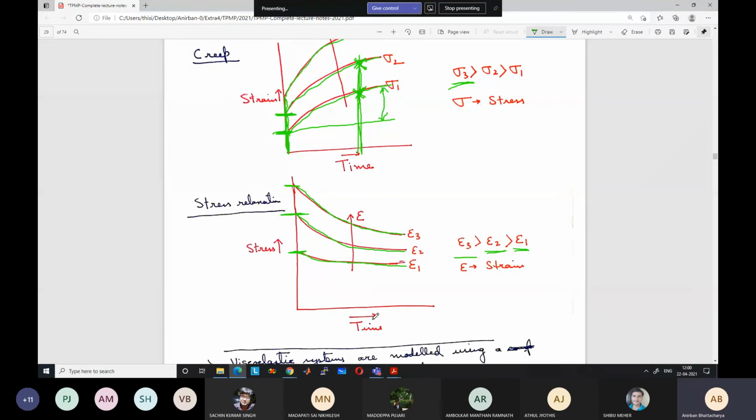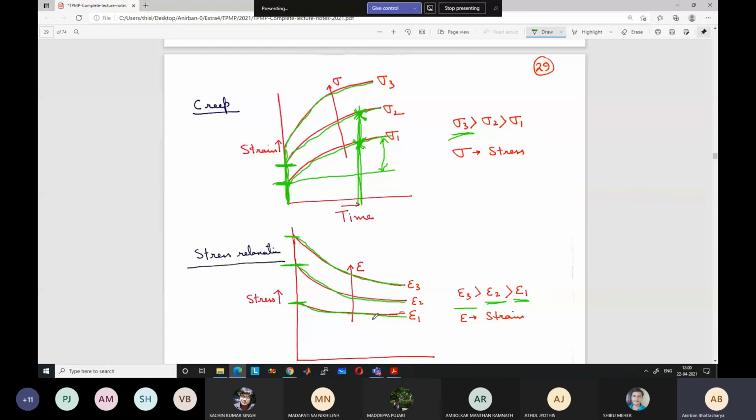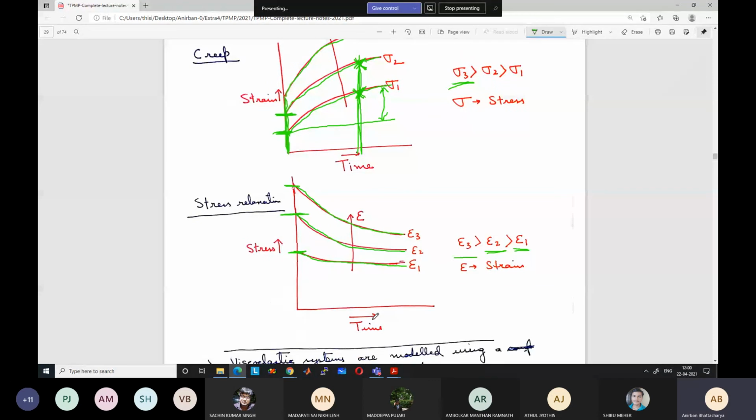There are two options for extra classes. One is that I can take tomorrow afternoon. Tomorrow morning anyway we have class from 11 to 1. Tomorrow afternoon also I can take, or I can take on Saturday afternoon. Which one is preferable? Saturday I have another extra class, so I prefer to take tomorrow afternoon, if everybody is free. From the timetable it looks like everyone is free tomorrow afternoon.